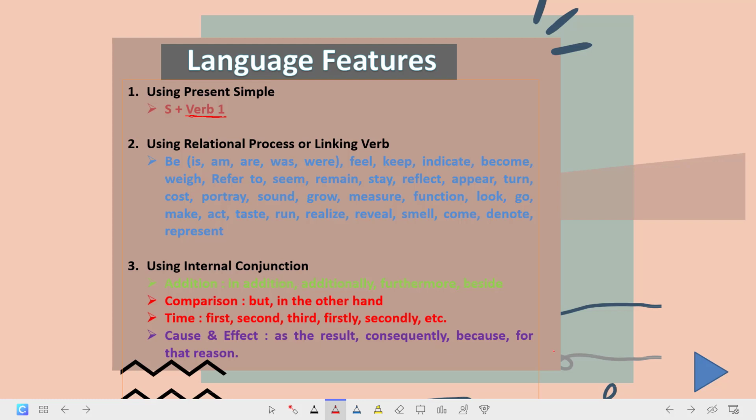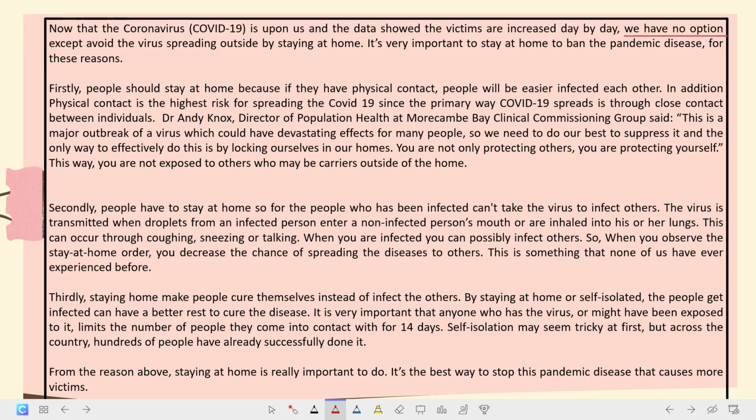Well, to make you comprehend the language features more, we'll see the example. We have the present simple here: we have no option. How do we know that it is present simple? As I said before, it is indicated by the use of verb 1, have. And we have other examples, this one: you are. And also this: decrease. And next, we have relational process and the linking verb. Here we have to be as the linking verb. And we have other relational process verbs like make, come, seem, and others.